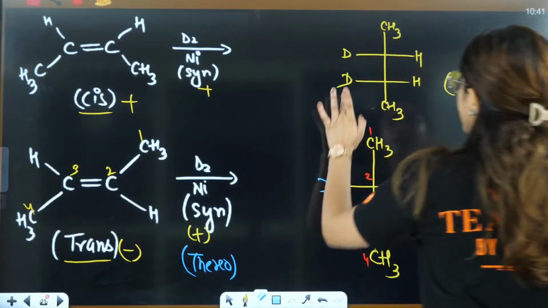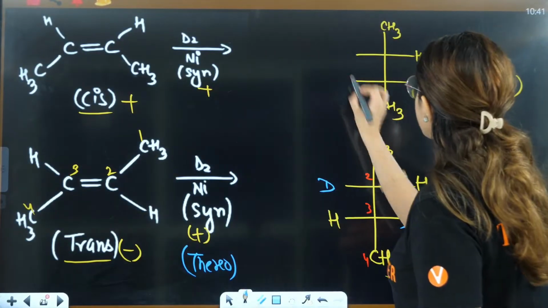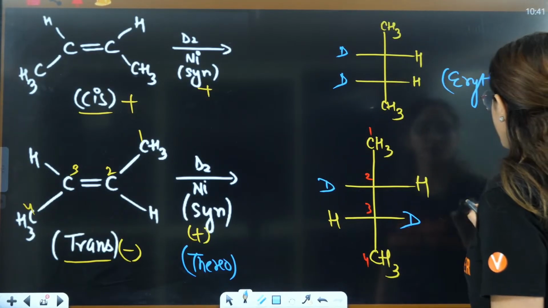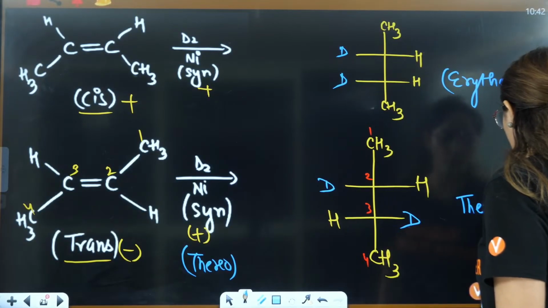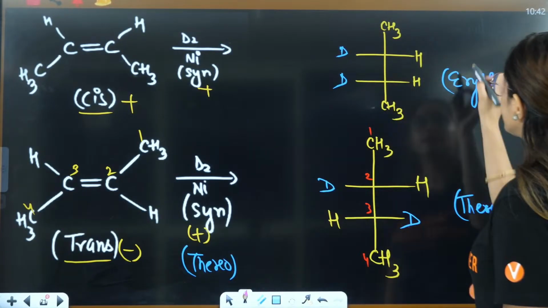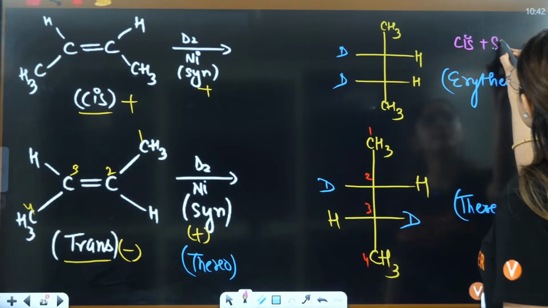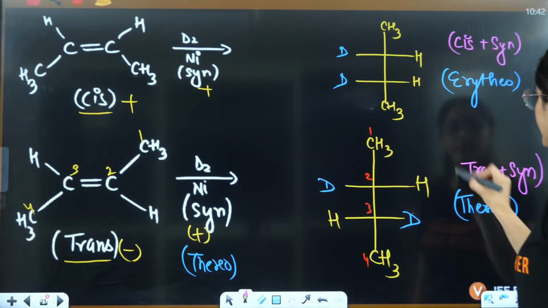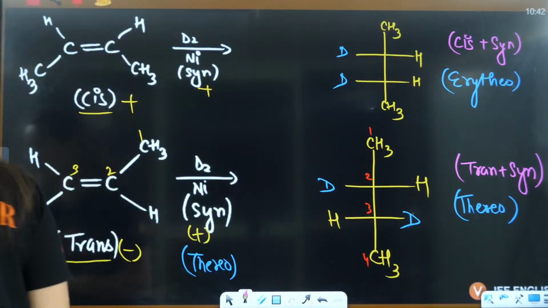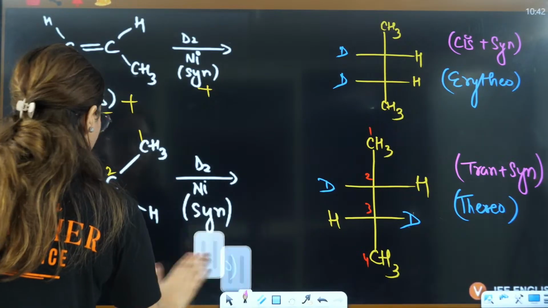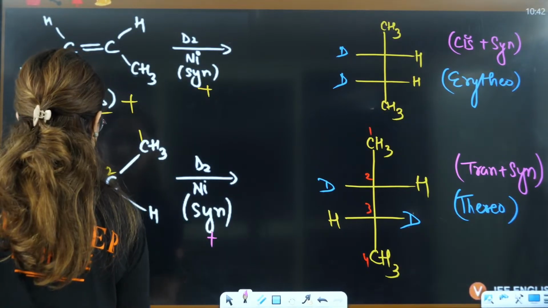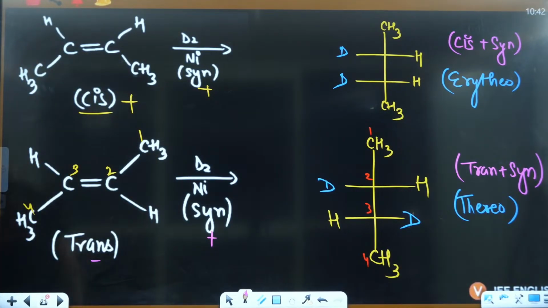Tell me, guys, here also we have added deuterium, so I will just add it like this, and here it is erythro. And here threo is formed. You can write it here: this is syn plus cis, this is trans plus syn. That means here the products will be like that. Yes, everybody, do let me know if that is clear. Right, this is positive here, this is negative and this is positive. Right, okay.